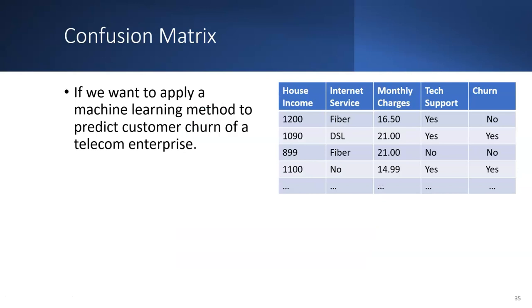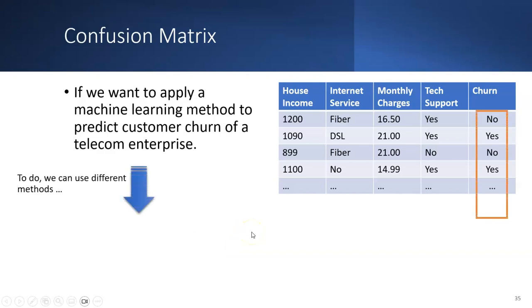Now, if you want to apply a machine learning method to predict customer churn of a telecom enterprise, here is another example. You have data like internet service, monthly charges, and tech support, and the class is churn, which here is yes or no, so we have two classes available. Let's see how we can classify it using the confusion matrix.